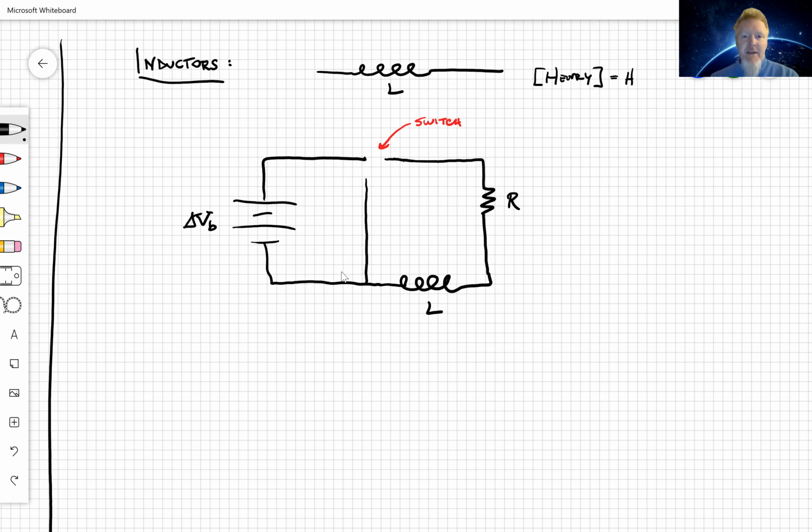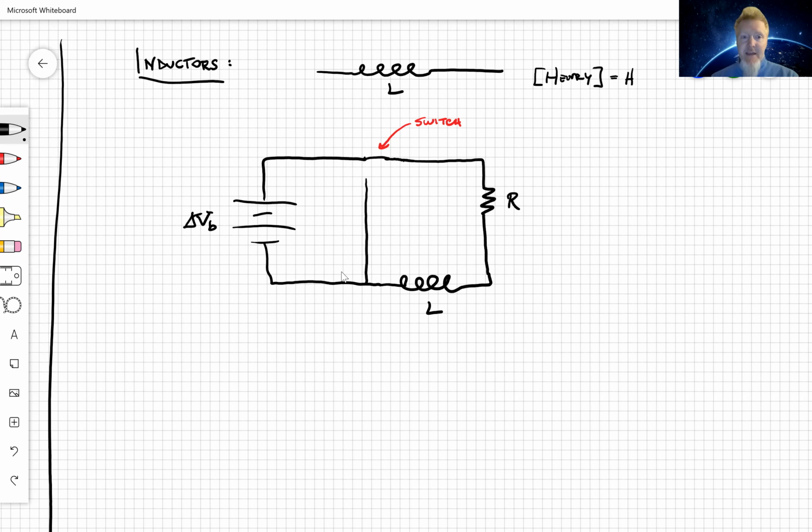So let's take a look at this circuit here. I've put in a resistor and an inductor with a battery, and it's a DC battery. And I have a switch here, which I think is called a two-pole switch. Anyways, it's got two positions. One is if it goes straight across like that, it completes the circuit with the battery, the resistor and the inductor all together, which establishes a current in the outer loop.